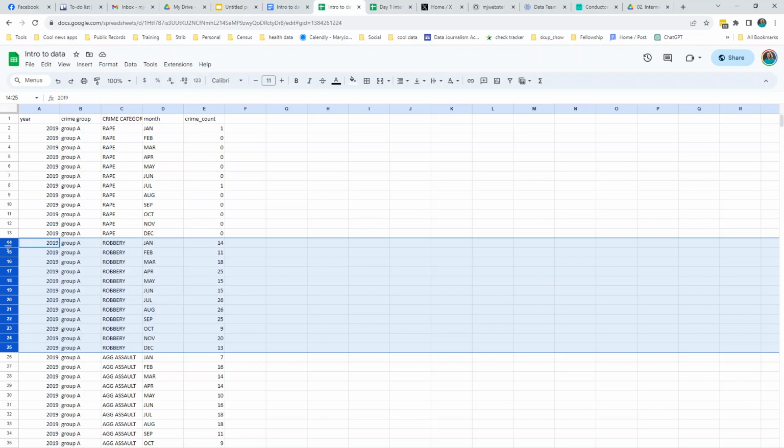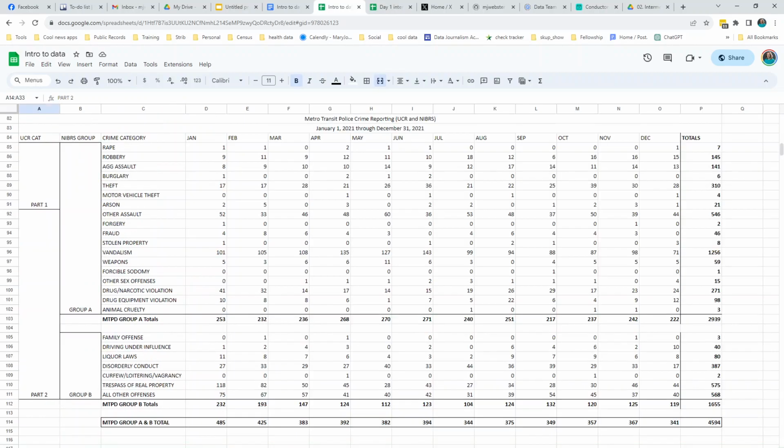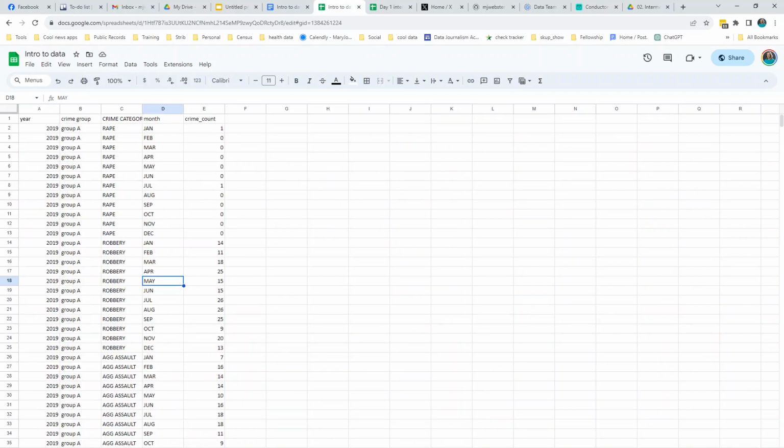Or you could say, I want to just look at all the January records and see all the crimes in January, all the Group A crimes in January. You can collapse in different ways that you can't do when you get it in these fancy report formats that a lot of agencies provide. So this took a lot of copying and pasting, but it was worth the extra time to get it there.